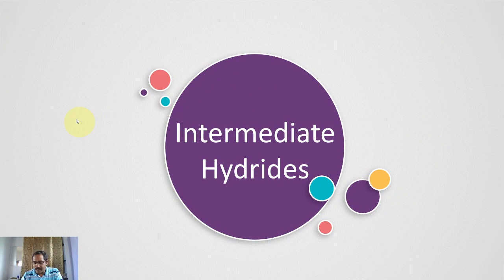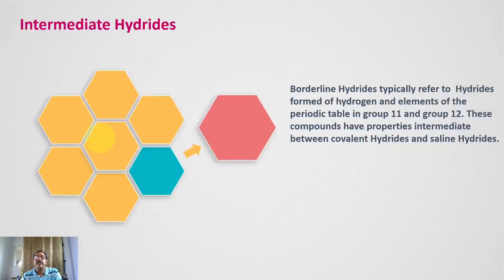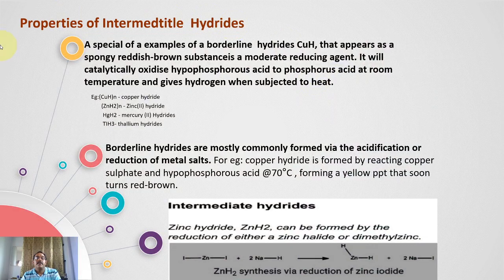So the last part of hydrides, which we call intermediate hydrides, possesses properties in between metallic and covalent hydrides. Borderline hydrides typically refer to the hydrides formed by hydrogen with elements in the periodic table group 11 and group 12. These compounds have properties between covalent and saline, or ionic, hydrides. Examples: CuH, and zinc, mercury, thallium hydrides are all intermediate hydrides.